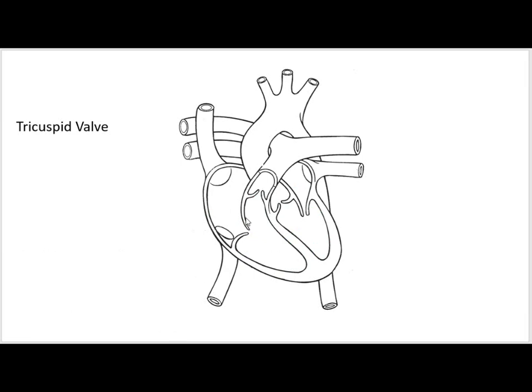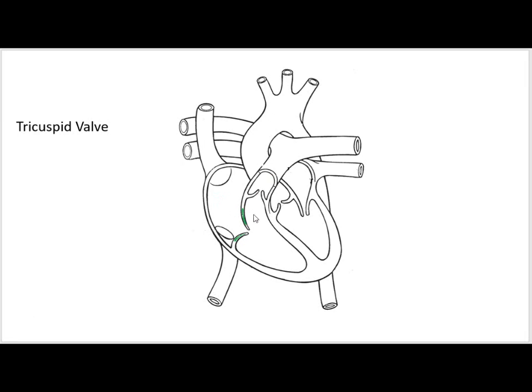Now, right over here, this valve is located between the right atrium and right ventricle. So those valves basically serve as a door. Whenever the atria receive blood, those valves are closed. When the atria are filled with blood and contract, the door opens, and the blood flows from the atrium to the ventricle. And when the ventricle contracts, this door again closes so that the blood could flow this way.